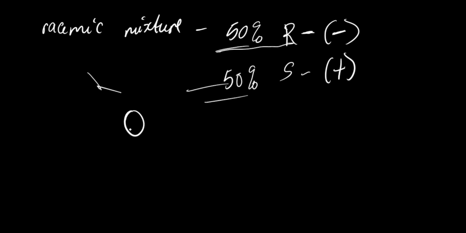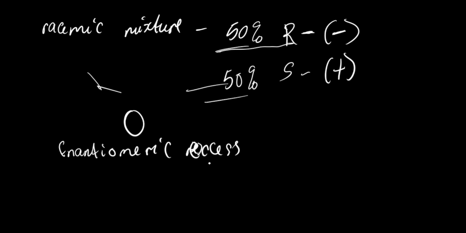Now this brings us to the idea of enantiomeric excess. Before now, when enantiomers could not be separated, the samples of enantiomers were usually a mixture in varying proportions.